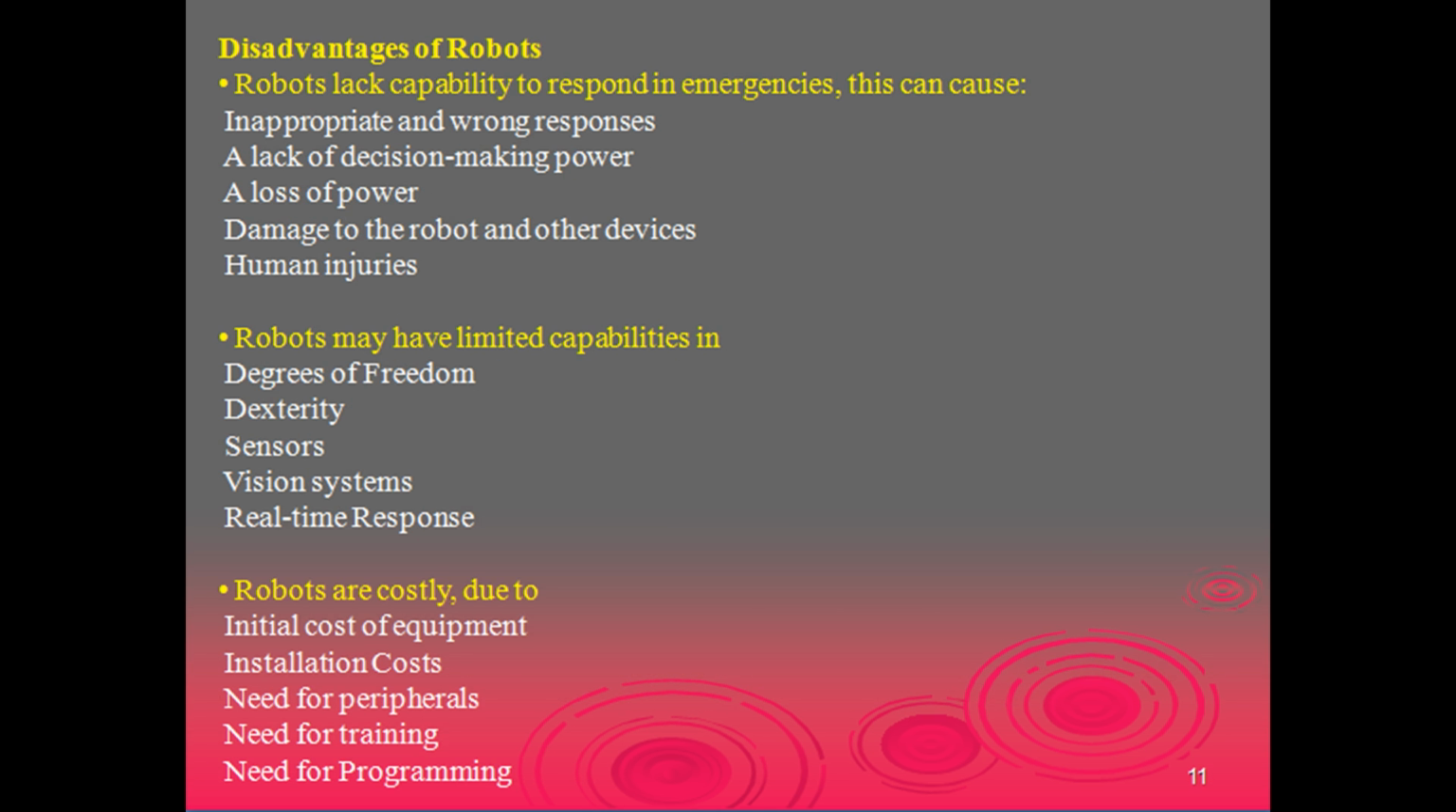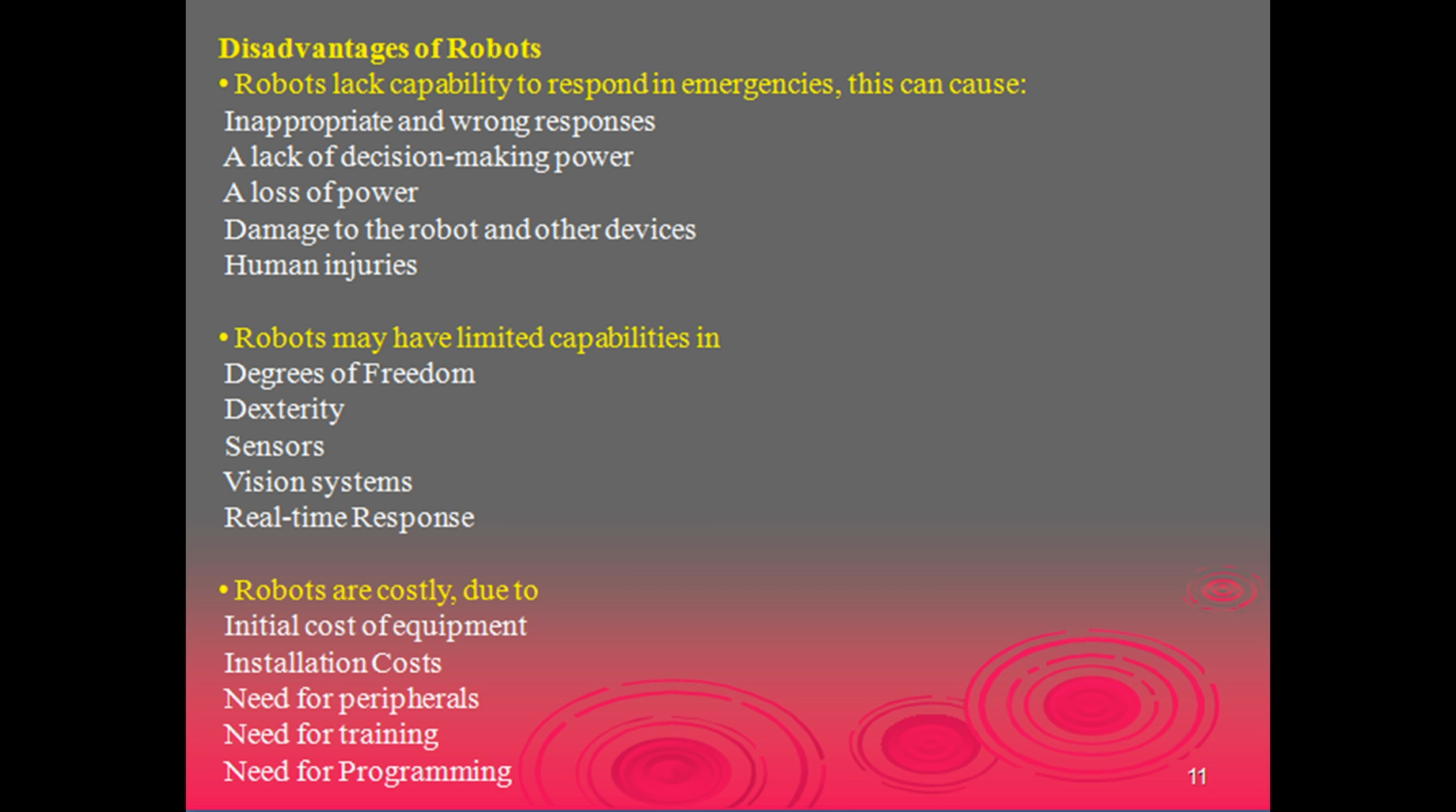Now we are going to discuss disadvantages of robots. Basically, we are going to categorize disadvantages of robots into three. First is robots lack the capability to respond in emergencies. This can cause inappropriate and wrong responses, a lack of decision-making power, a loss of power, damage to robot and other devices, and human injuries.